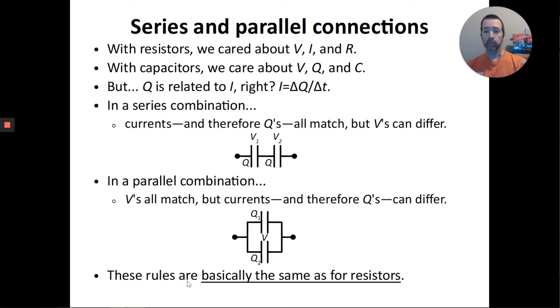So both of these rules are essentially the same as we had for resistors. If you just smush current and charge together into one larger concept here, these rules are the same. The things in series will have the same current or charge, whichever, because they're directly related to each other. Things in parallel will have the same voltage. So that part should feel very familiar.